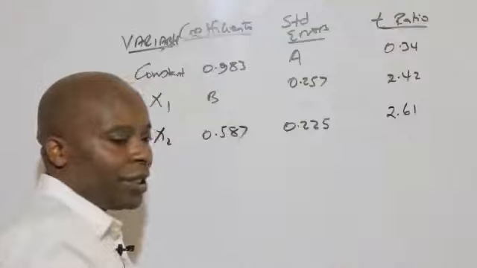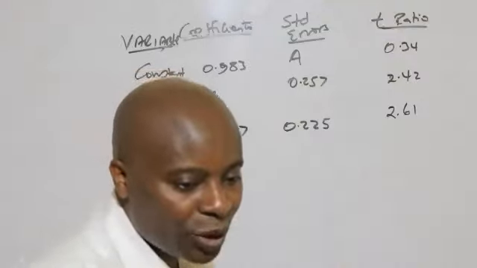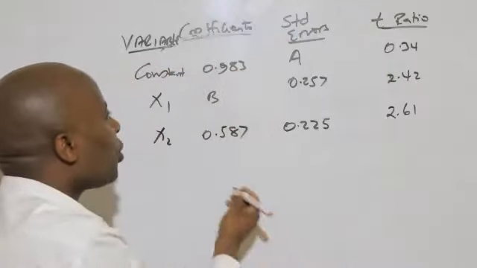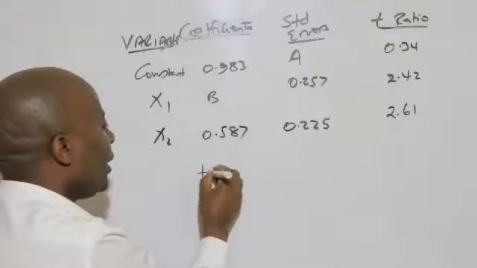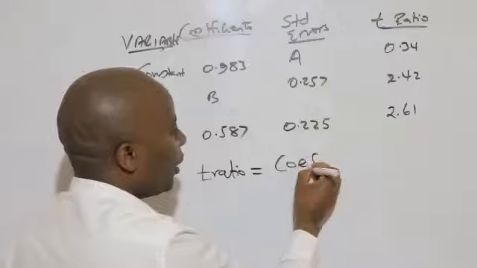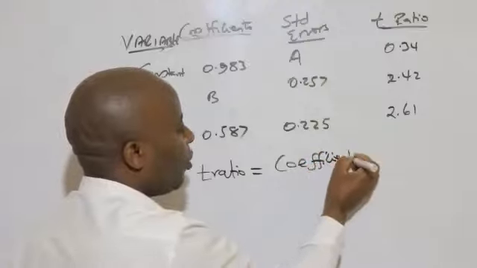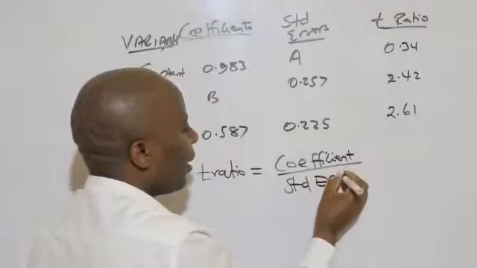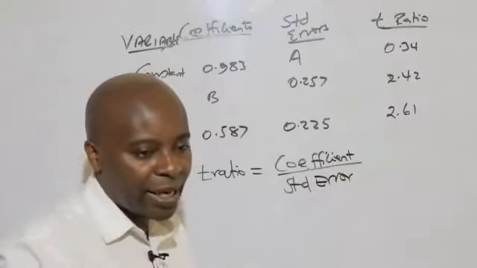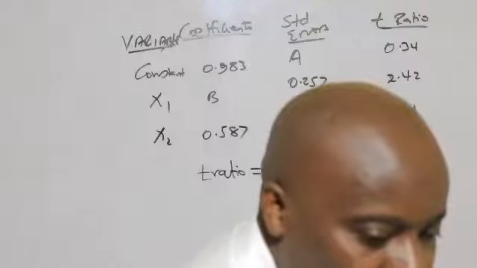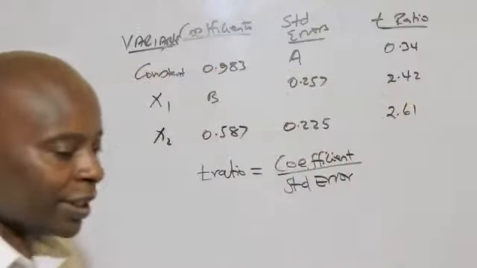So out of these T ratios, a good student, ladies and gentlemen, will be able to get these missing values because we know the formula. We know that the T ratio should be equal to the coefficient over the standard error.